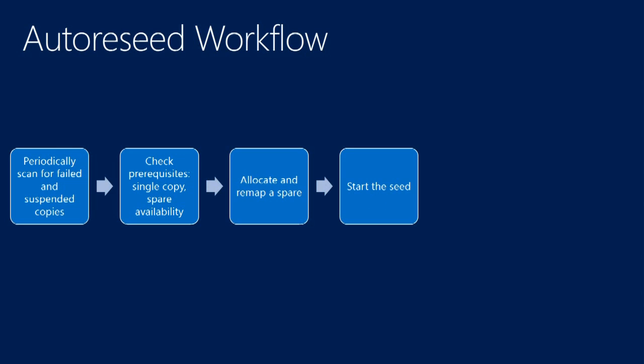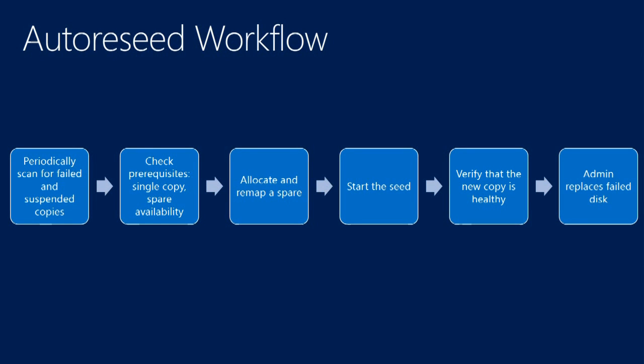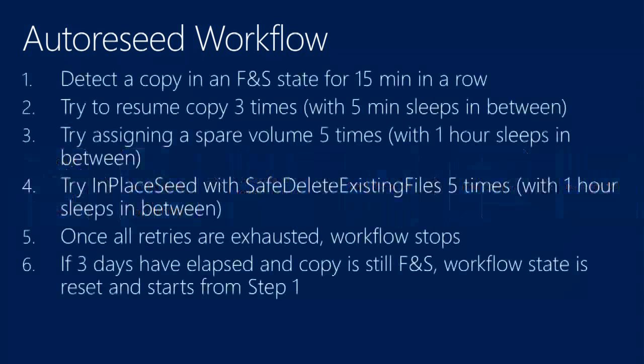Then we will start the seeding operation, again, automatically in the background. And once the seed is completed, auto reseed will verify that it's healthy, that the passive copy's been reseeded and is now a viable, healthy copy. And then at that point, it's up to the administrator to just replace the failed disk. It's a very, very simple process. Let's dig a little deeper here.